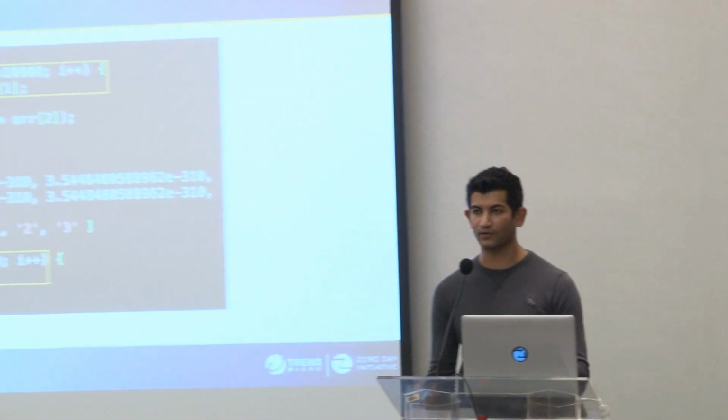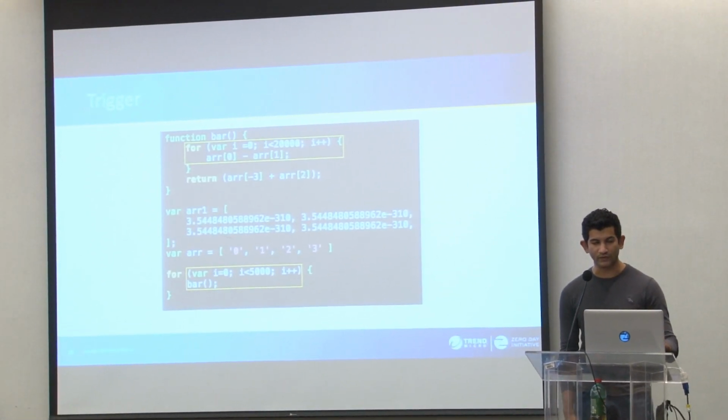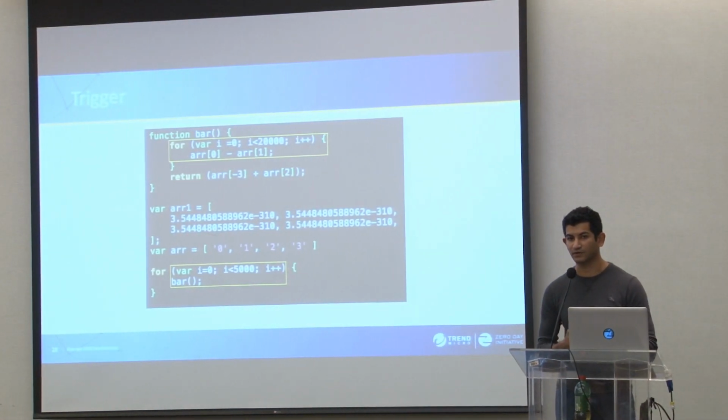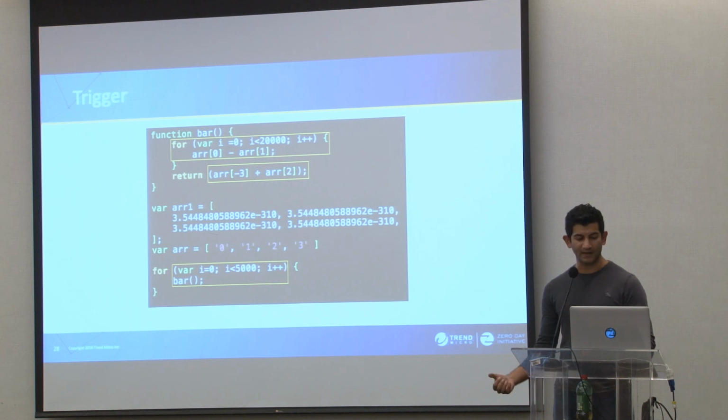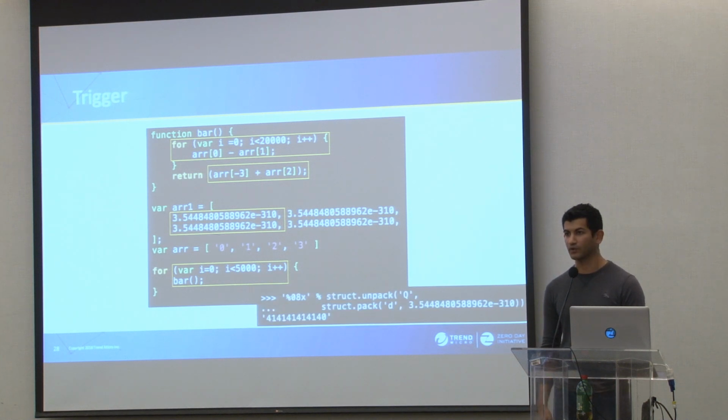If we look at it, we have this bar function being called 5,000 times. Inside the bar function, we have a loop that's going to iterate 20,000 times. And we have a subtraction that's being done, but it seems rather pointless because the value is not actually saved. The whole reason for this is to trigger the DFG tier up and to trigger an FTL tier up. At the end of the bar function, we have array being accessed at a negative index, -3, and then being added to array 2. And if we look at these values, this is 3.54, whatever, that ends up being 41, 41, 41, 41, which is the value we were crashing at.